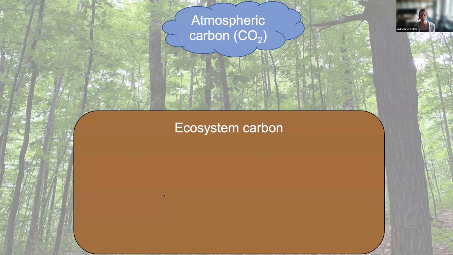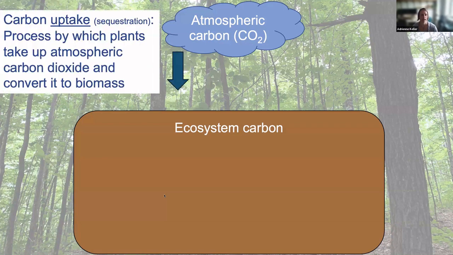How carbon cycles through your forest. Again, we have this atmospheric carbon dioxide pool, and we have our ecosystem carbon pool. And the amount of carbon that moves from the atmosphere to that ecosystem carbon pool is what we call carbon uptake or carbon sequestration. And that's the movement or the process by which plants take up atmospheric carbon dioxide and convert it into biomass. So it's a flux, it's a process.